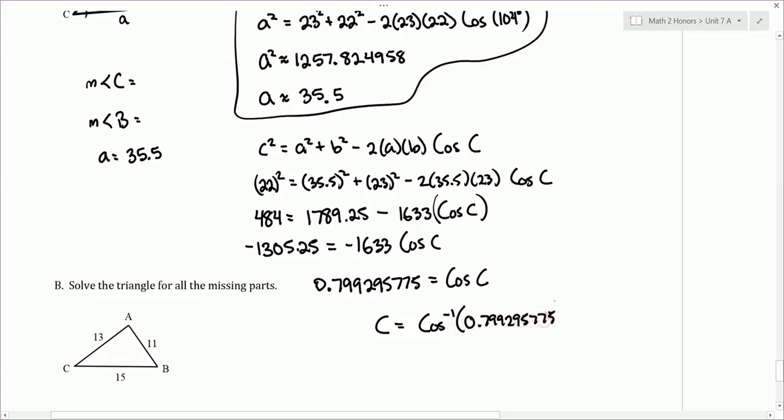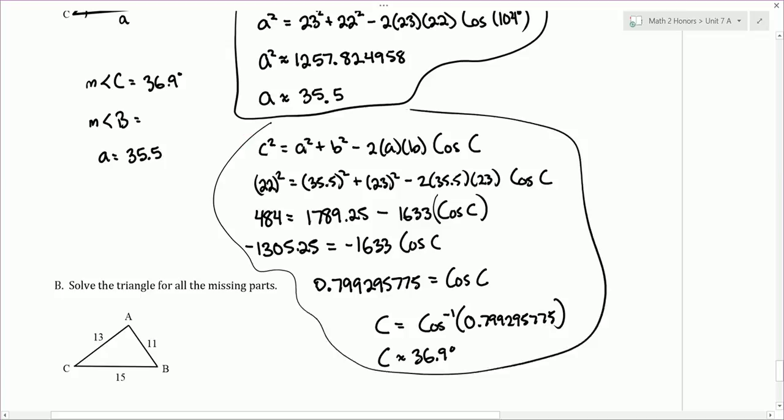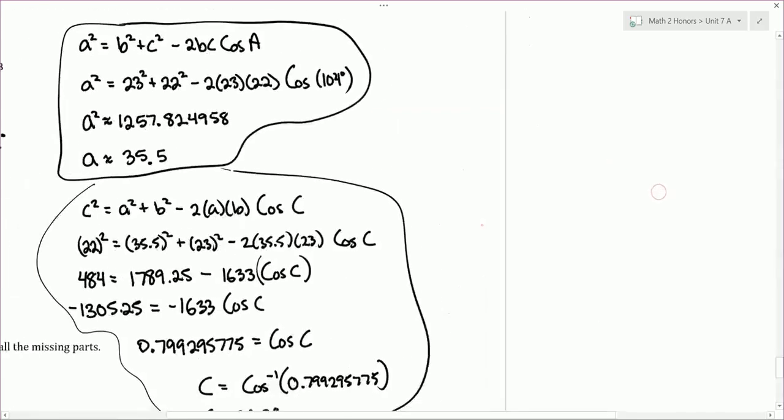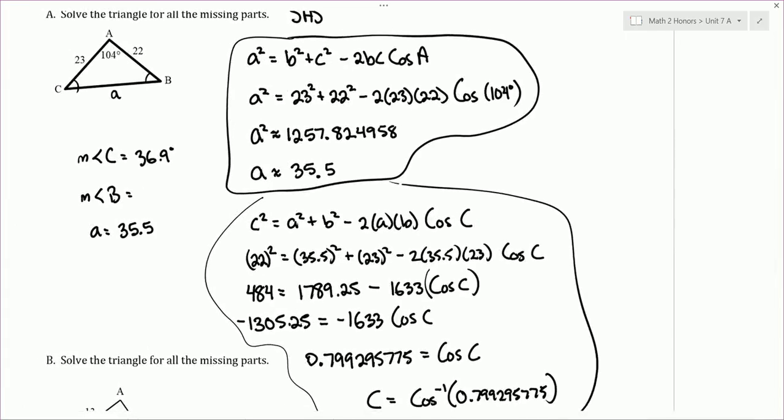Using the calculator, I get C is roughly 36.9 degrees. Now that we have angle C, we know angle A. Angle B is not going to be too tough to get, because when you add the three angles up, you get 180.